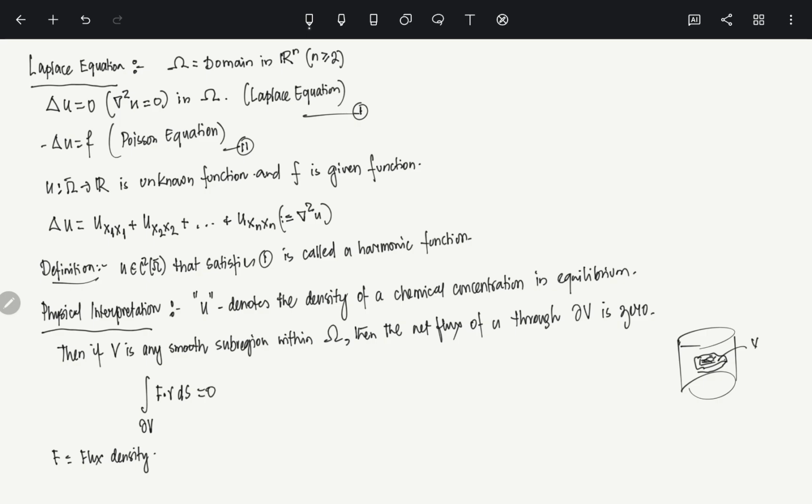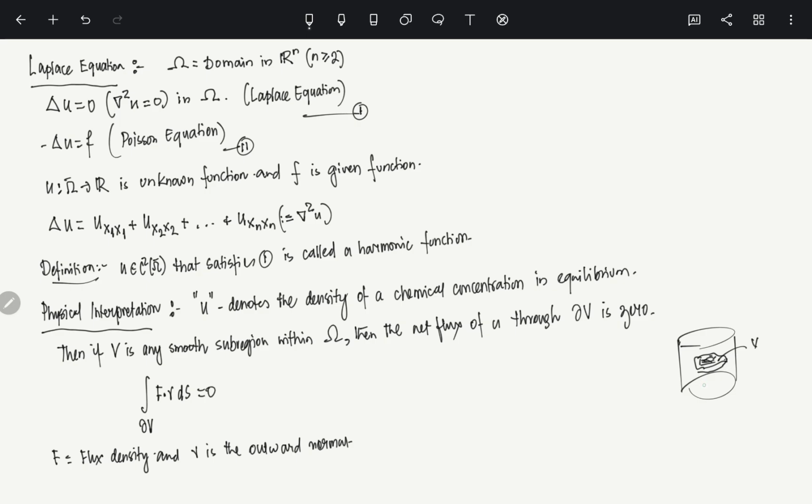So essentially what it is saying is this, and gamma is the outward normal. Since there is a normal, basically there is the net flux across this boundary, which is 0.